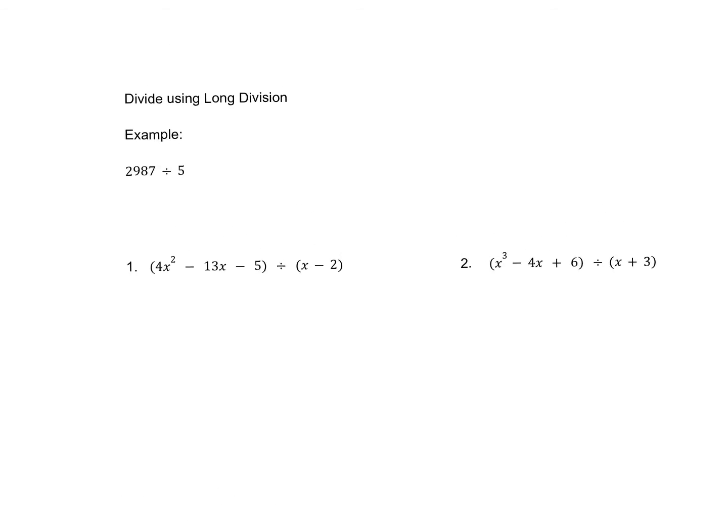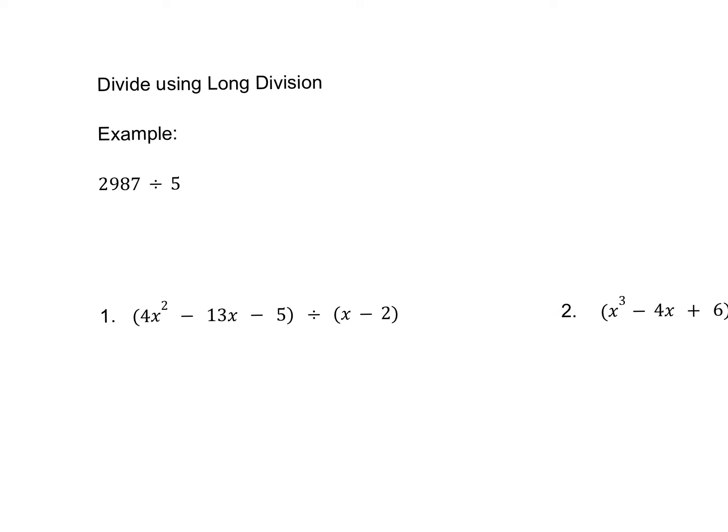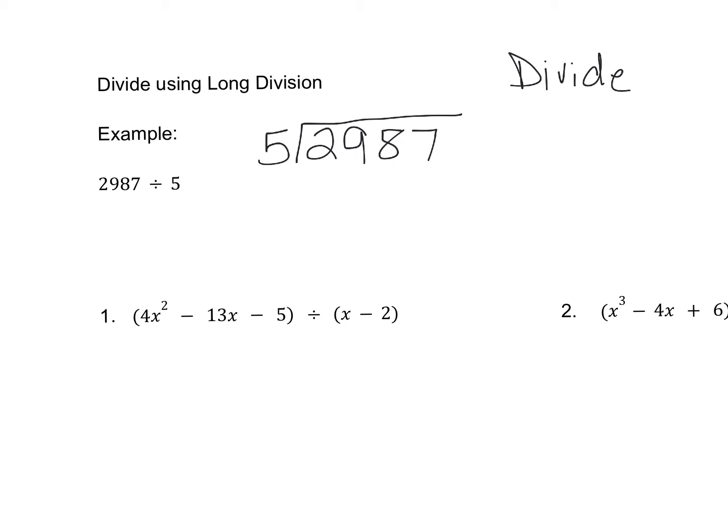So if we go ahead and start here, up on the top we have just basic long division, 2,987 divided by 5. If you think back to elementary school, when you did long division, you would put that 5 on the outside, and then underneath the house would be your 2, 9, 8, 7.